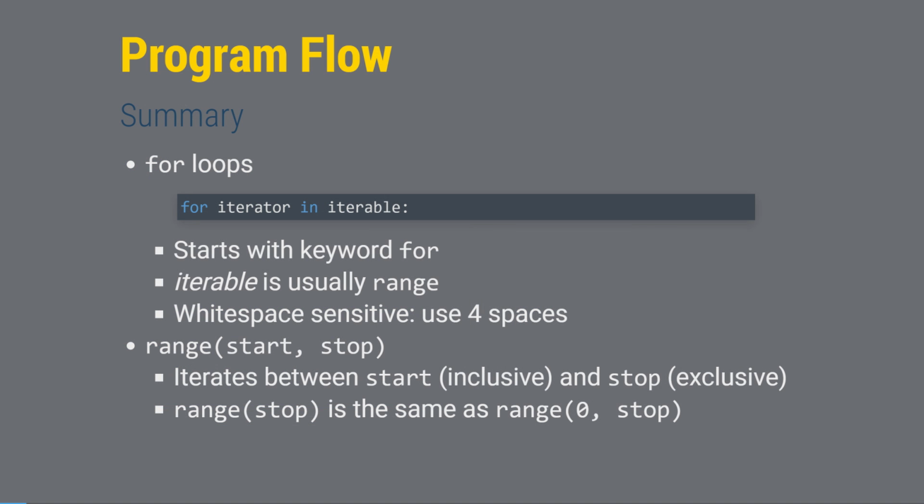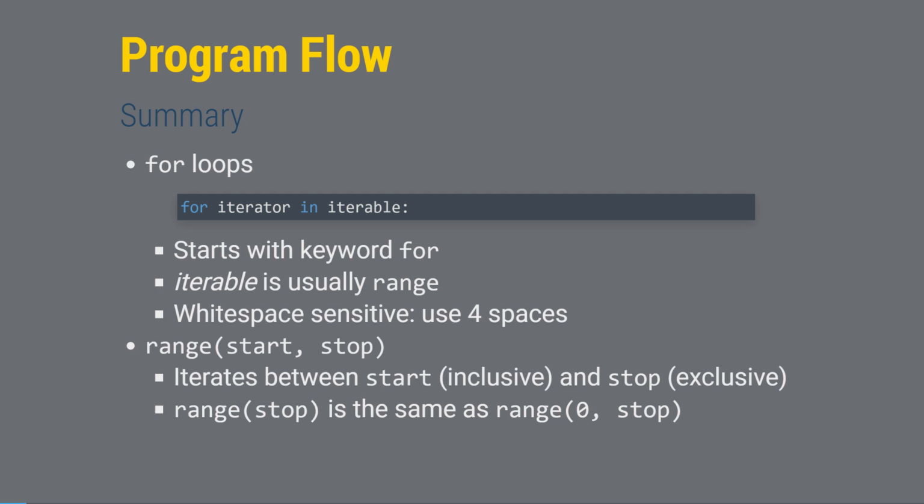This lesson introduces for loops. There are a few things to remember about for loops. First, they start with the keyword for. They always use the structure for iterator in iterable and have to end with a colon. In is also a reserved word.